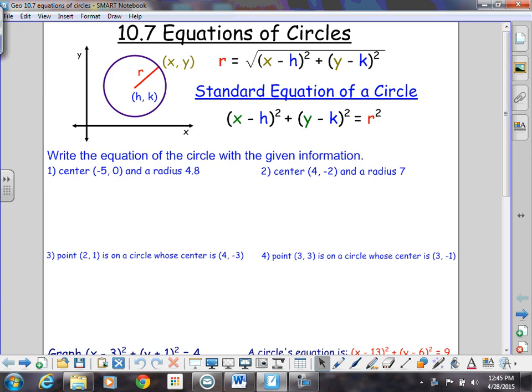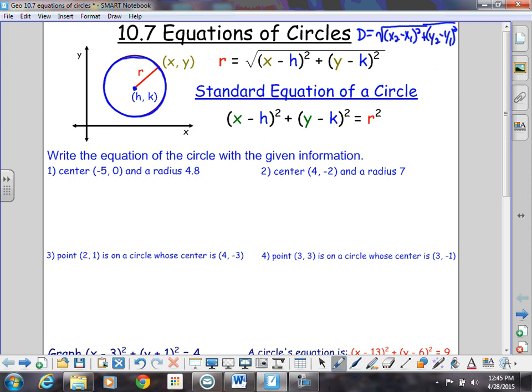Remember that a circle is anything that's the same distance away from the center. So if I have the center here, and all of these points are the same distance, that's the radius, right? So they all have that same distance of radius. So if we go back to distance, distance is equal to the square root of x2 minus x1 squared plus y2 minus y1 squared.